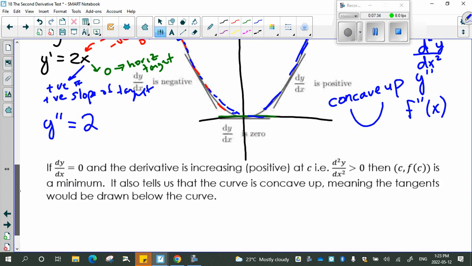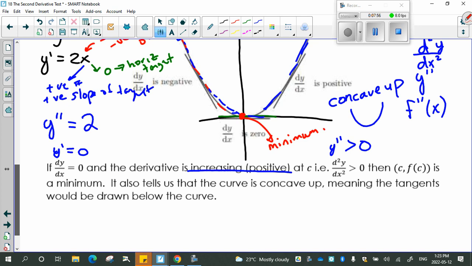And that's, again, summarizing: if y prime is equal to 0, and the derivative is increasing, which means positive, which means y double prime is greater than 0, then your critical point is a minimum, which is what we have right here, a minimum.